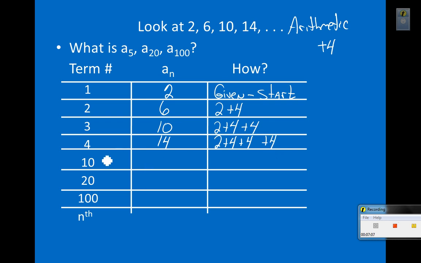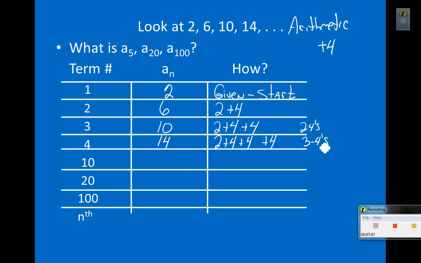Well, now I want to think about the 10th term, and then the 20th term, and then the 100th term. So I can think of any term that I want. So think about the 10th term for a second. Any idea what it may be? Well, think about this, guys. My second term had a 2 in there and one 4. My third term had the starting number 2, and it had two 4s. My fourth term had three 4s.